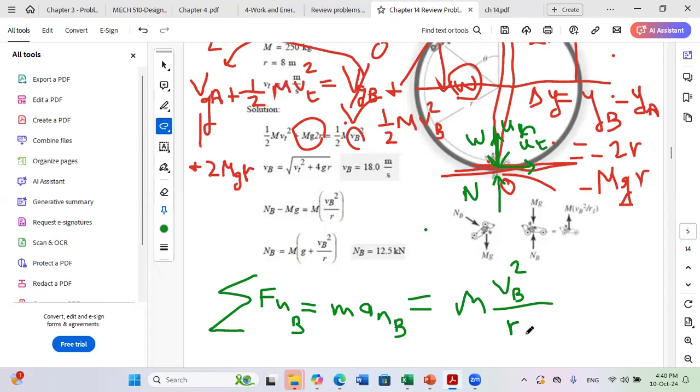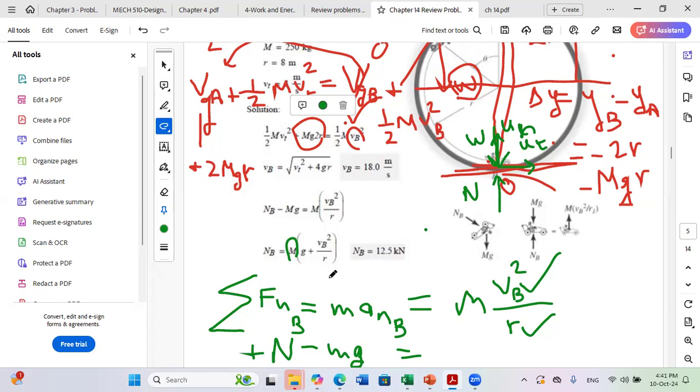We have already calculated VB now. We have the radius, and we project the forces. We have plus N minus weight, so minus mg, equals m vB square over r. So the normal at the bottom is equal to mg plus, we can take m as a factor, so it's m times g plus vB square over r. Okay. Any question on this?